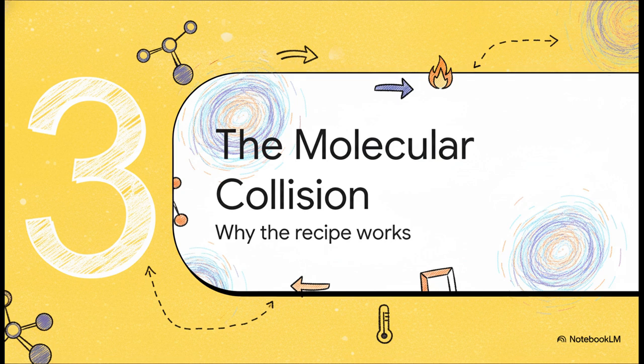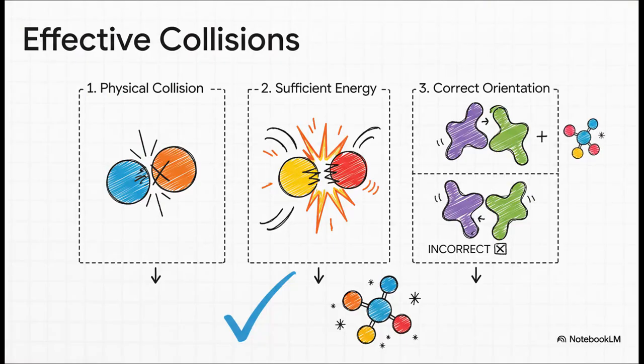To answer that, we have to zoom way, way down to the level of individual molecules and their chaotic little dance. We need to talk about something called collision theory. So at its core, collision theory is pretty simple. For a reaction to even have a chance of happening, molecules have to physically smash into each other. But here's the thing, just bumping into each other isn't enough.